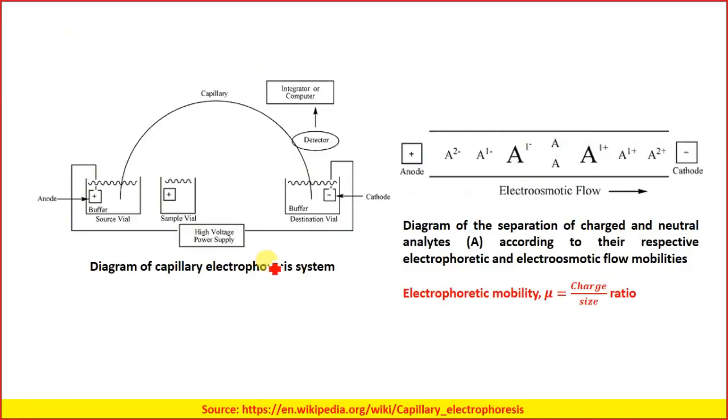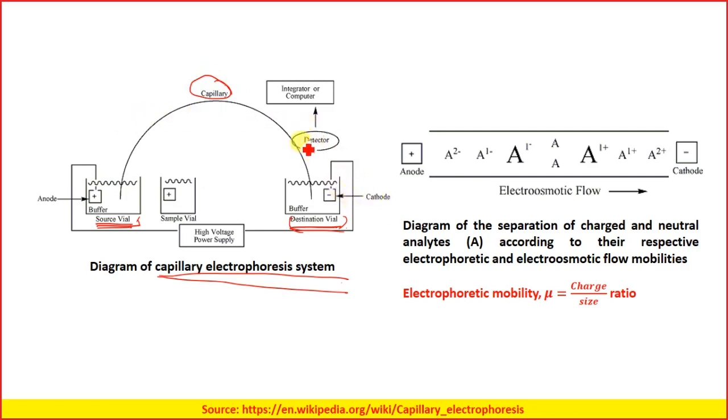So this is a typical diagram of a capillary electrophoresis system. In a capillary electrophoresis system, you will have a source vial and a destination vial. These vials, the source vial and the destination vial, are interconnected with the capillary.